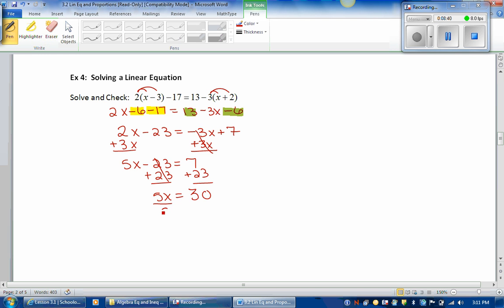And then my last step in isolating is to divide by that 5. And you get x equals 6.